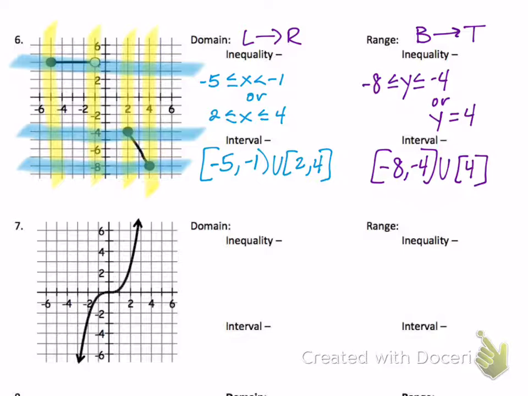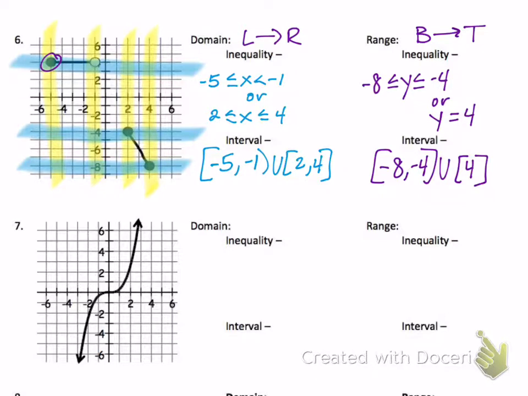And then you have a horizontal line at 4, but it's not going up or going down. It's a horizontal line. So in inequality notation, we would just say y equals 4. In interval notation, you would just say 4 in brackets, because it would be defined at y equals 4 at least at one point. If it were just an open circle there with no line at all, then you would put parentheses 4. But it would be brackets because it is defined at y equals 4, at least at one point.